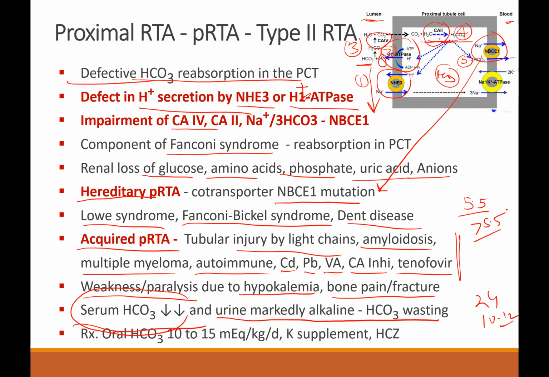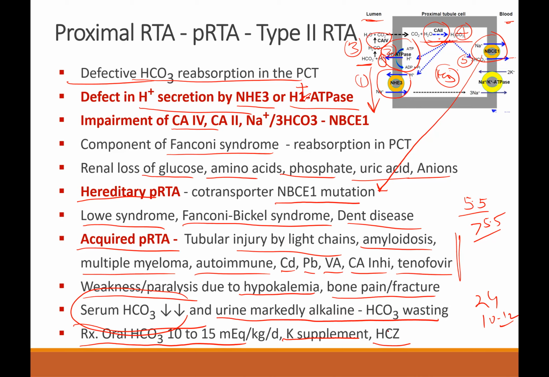What is the treatment? You have to supplement the bicarbonate orally, 10 to 15 milliequivalents per kilogram per day. And because there is hypokalemia, you have to supplement potassium, and you can use hydrochlorothiazide also to bring in some more potassium inside, and also to excrete the bicarbonate. So the first primary treatment will be bicarbonate in large quantities, 10 to 15 milliequivalents per kg per day, then potassium supplementation, and hydrochlorothiazide.